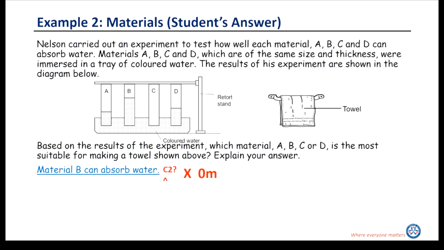The answer given by the student is not correct, as the student had given the wrong C1. In addition, there is no evidence of C2 in the student's answer. The student is merely stating the answer from the stem of the question, which stated how well each material A, B, C, and D can absorb water.